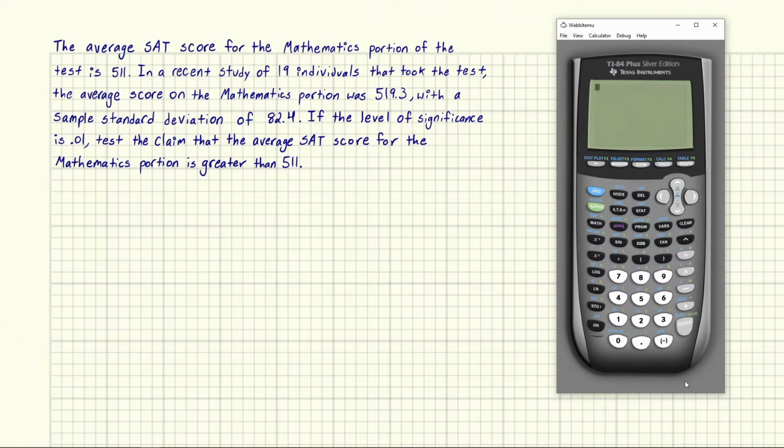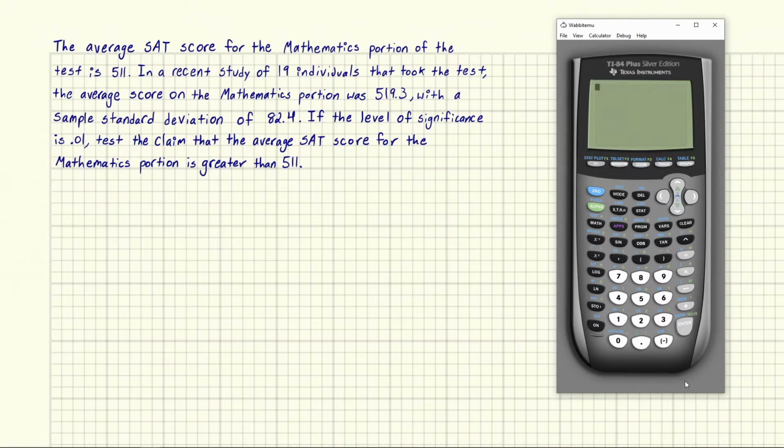The average SAT score for the mathematics portion of the test is 511. In a recent study of 19 individuals that took the test, the average score on the mathematics portion was 519.3, with a sample standard deviation of 82.4. If the level of significance is 0.01, test the claim that the average SAT score for the mathematics portion is greater than 511. So we've been given a lot of numbers.